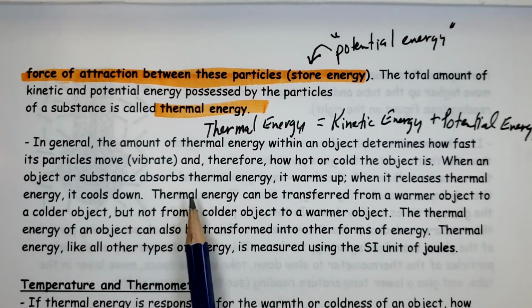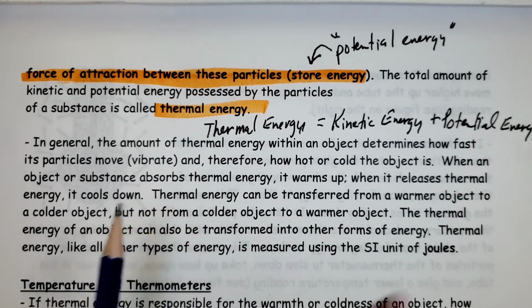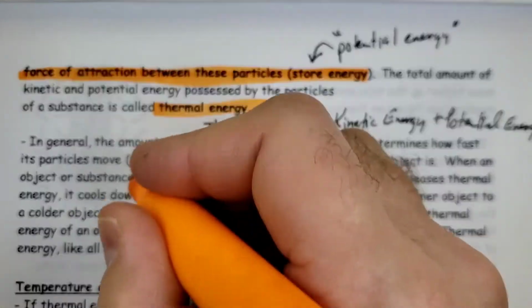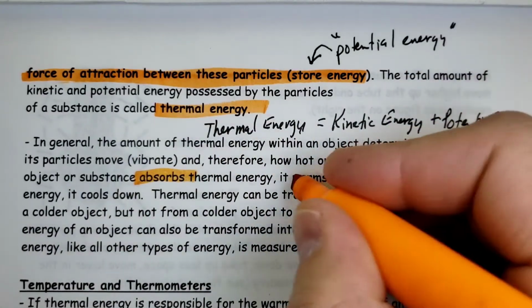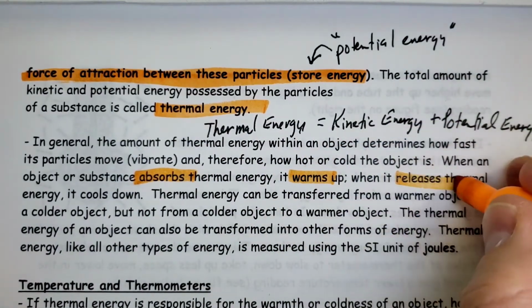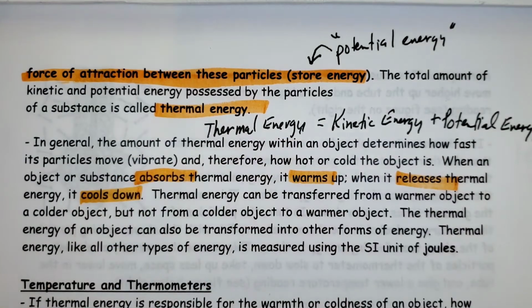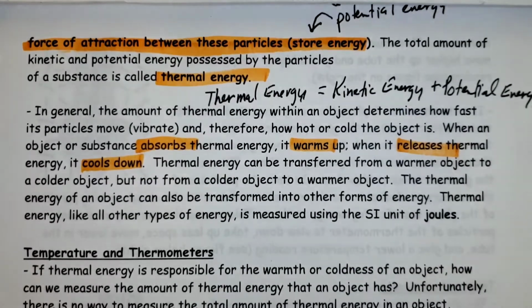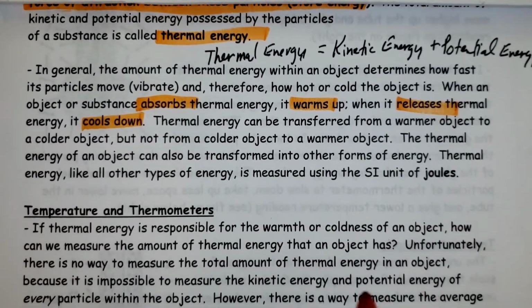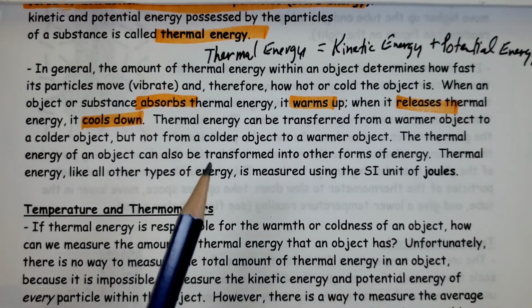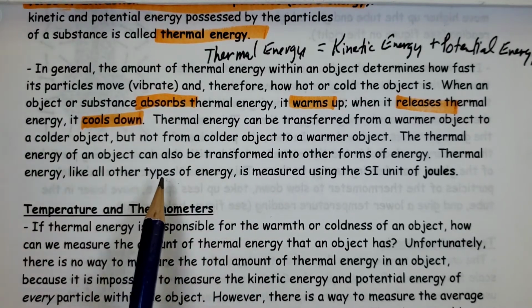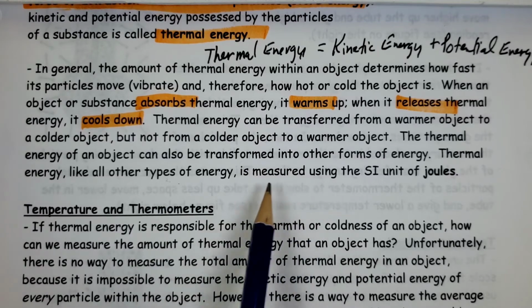When an object or substance absorbs thermal energy, it warms up. When it releases thermal energy, it cools down. So absorb, warms up. Releases energy, cools down. So when you feel cold, for example, it's not because you're gaining coldness, it's because you're losing heat, you're losing thermal energy. Thermal energy can be transferred from a warmer object to a colder one, but not from colder to warmer. Thermal energy of an object can also be transformed into other forms of energy.